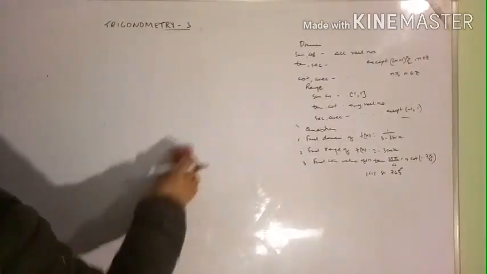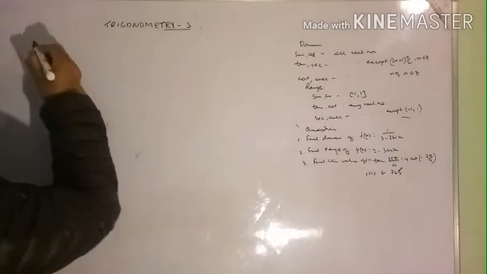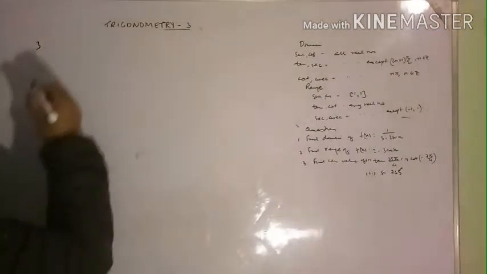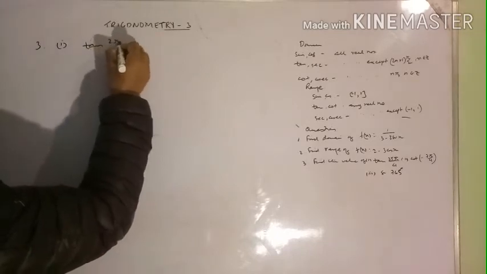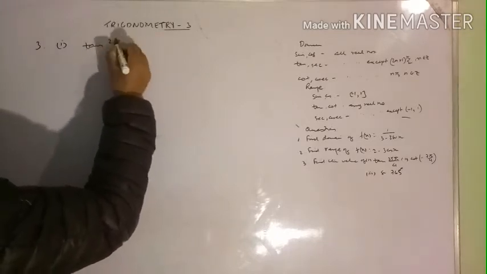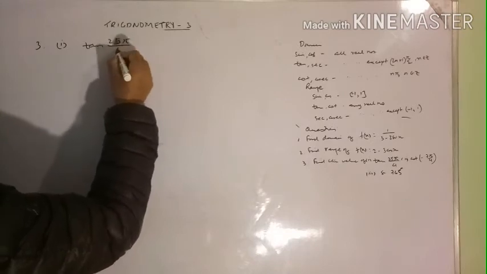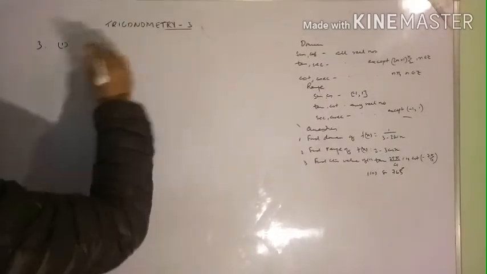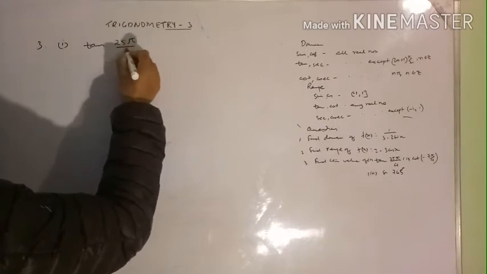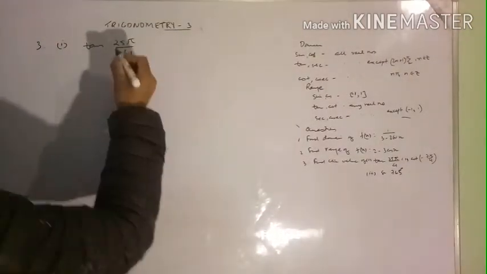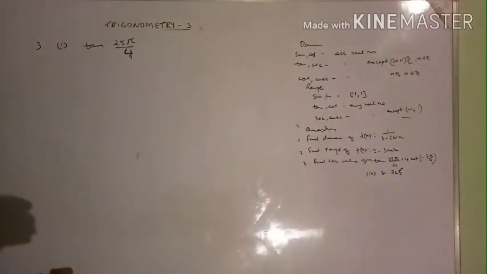Now the last question for today, number 3, but it has 3 parts. So part 1, we have to find the value of tan 25 pi by 4. Okay, so how to find the value? You know pi is 180 degrees, but you can't use a calculator here.